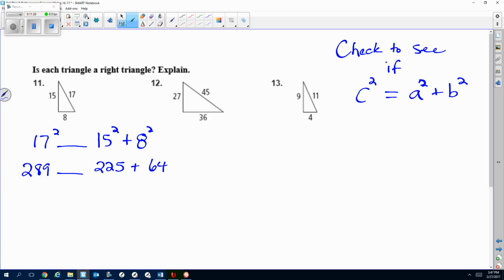Okay, so you should have 289 plus the 225 and 64. And then we have to just add those to see what we get. We get 289 for 17 squared, and then when we add these together, we get 289 because they equal, it is a right triangle. Alright, so now we just check the next one.